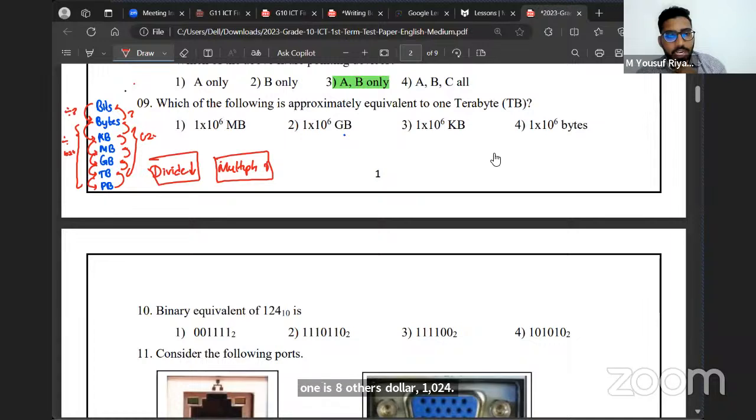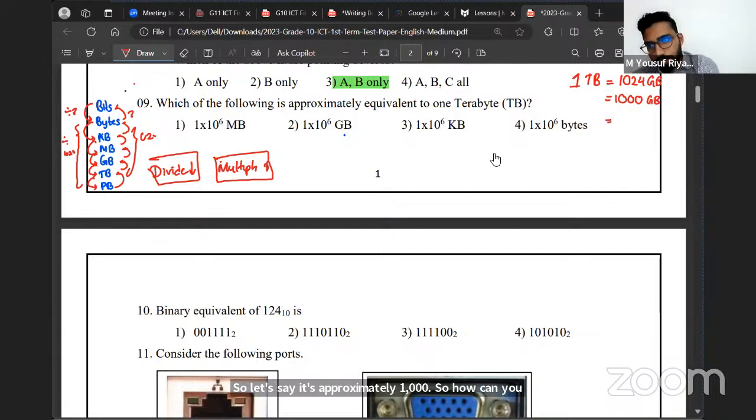Now here they're asking about 1 TB. 1 TB is equal to 1024 GB, right? Approximately means let's consider 1000. So it's approximately 1000 GB. How can you write 1000 in powers of 10? 10 to the power 3. Have they given us an option called 10 to the power 3 GB?